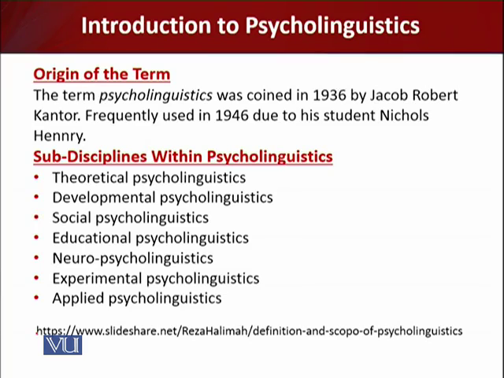Last but not the least is applied psycholinguistics. This deals with the application of all above subfields into other subjects. So applied psycholinguistics has experimental aspect, neuro aspect, educational aspect, social aspect, developmental, as well as the theoretical psycholinguistics aspect, which are taken into consideration as far as applied psycholinguistics is concerned.